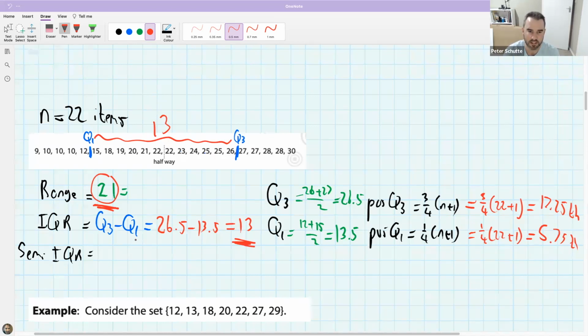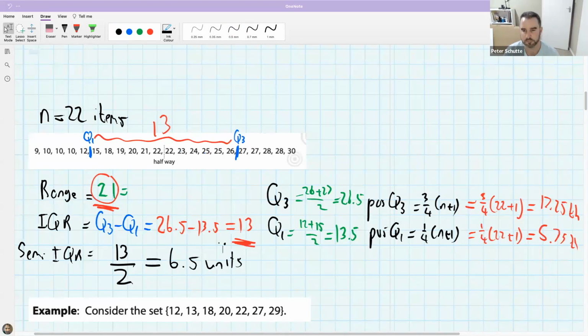What is the semi-interquartile range going to be? So it has to be whatever the interquartile range was, but just divided by 2. And so 13 divided by 2 should be 6.5 units. Yeah, or 6.5, yeah.